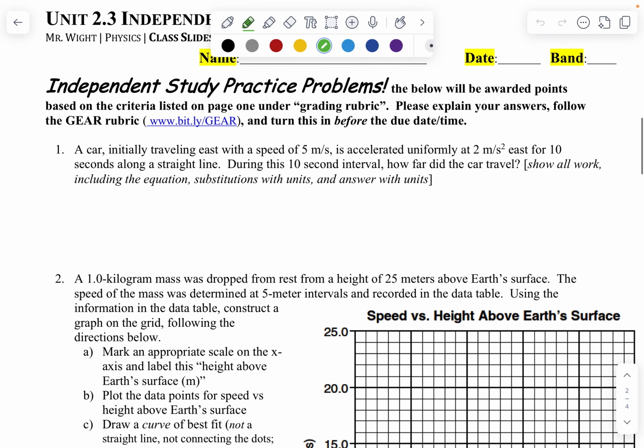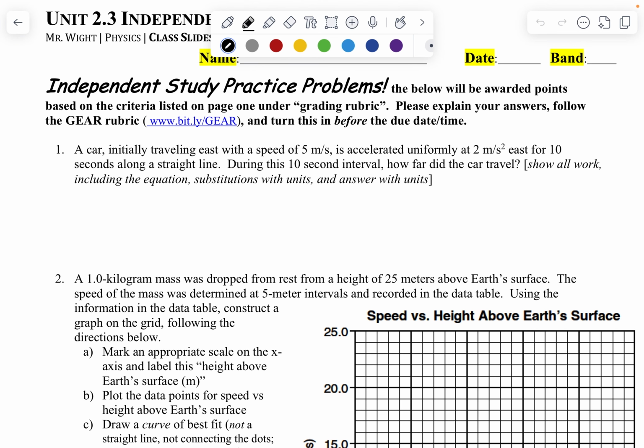1. A car initially traveling east with a speed of 5 meters per second is accelerated uniformly at 2 meters per second squared for 10 seconds along a straight line. During this 10-second interval, how far did the car travel? Okay, so let's just underline everything we know from this question. Let's start with the initial speed. We have the car initially traveling east with a speed of 5 meters per second. Well, then it should be pretty clear that the initial speed, VI, velocity initial, is 5 meters per second.